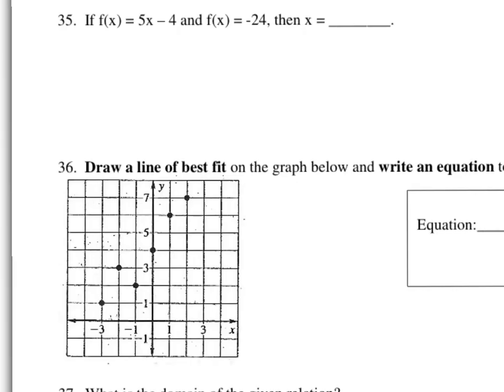And number 35, if f of x equals 5x minus 4 and f of x equals negative 24, then x equals what? Sometimes there's some confusion on what to do with the numbers when it's inside the parentheses or if it's outside. But remember that f of x is just another way to say y. So if this whole thing is y, we're saying y equals 5x minus 4 and y equals negative 24. Then x is what? So if I know that y equals negative 24, I need to find the value of x.